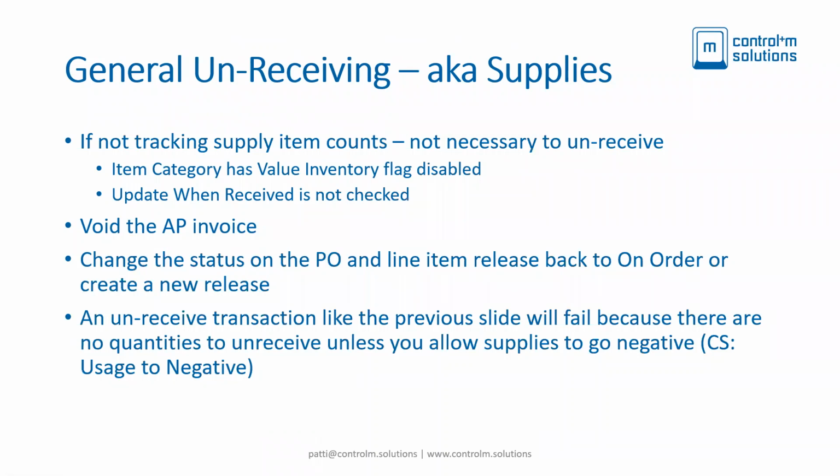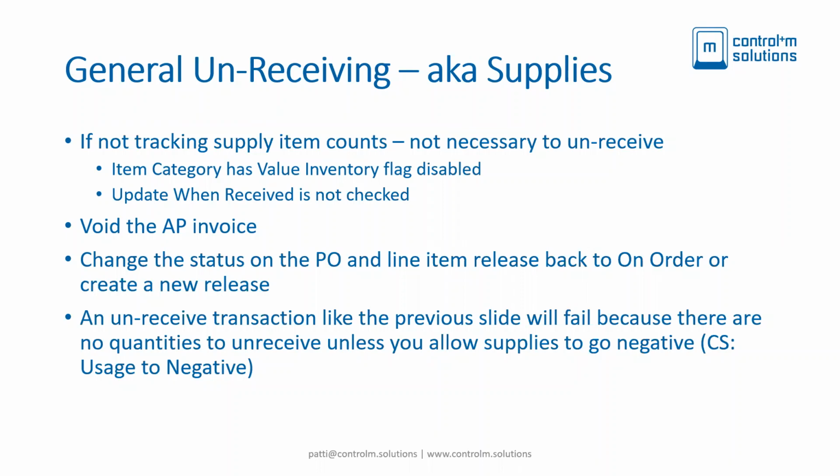Now, if you're not tracking quantities of supply items, so that means the item category is not marked value inventory and the update when received is not checked, that means Plex never has any idea how many of those supplies you have on hand. So it thinks you have 0. For that reason, you can just void the AP invoice, then go back and update the purchase order and the release line to on order.